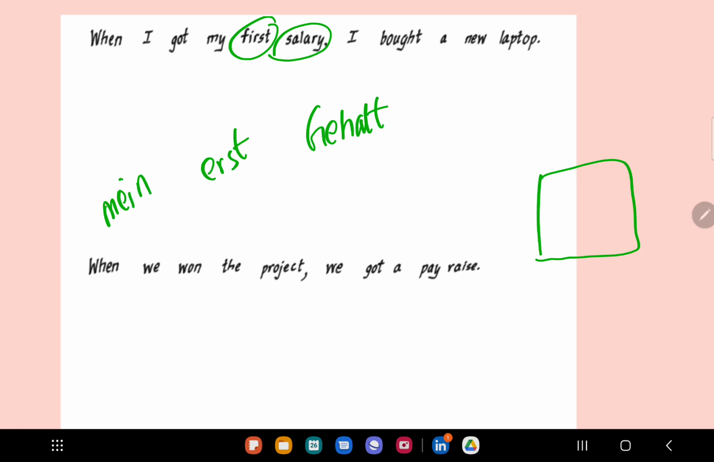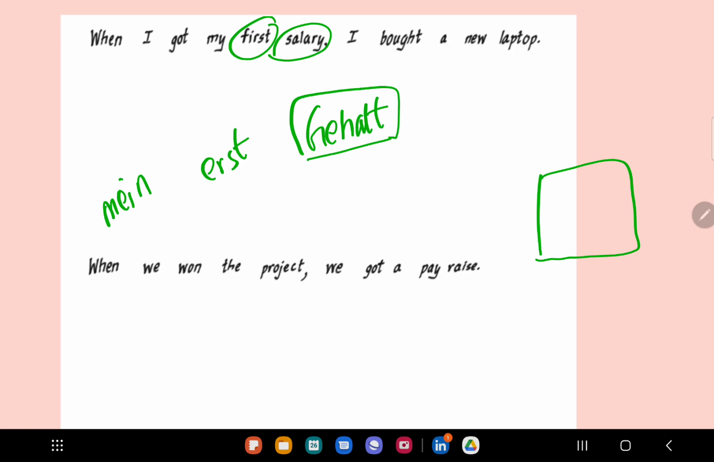Now the accusative possessive article for neutrum is mein itself. It's mein. If it was masculine, accusative would have become meinen. If it was feminine, accusative would have become meine. But it is neutrum, so it is mein. If Gehalt was masculine, it would have become meinen.